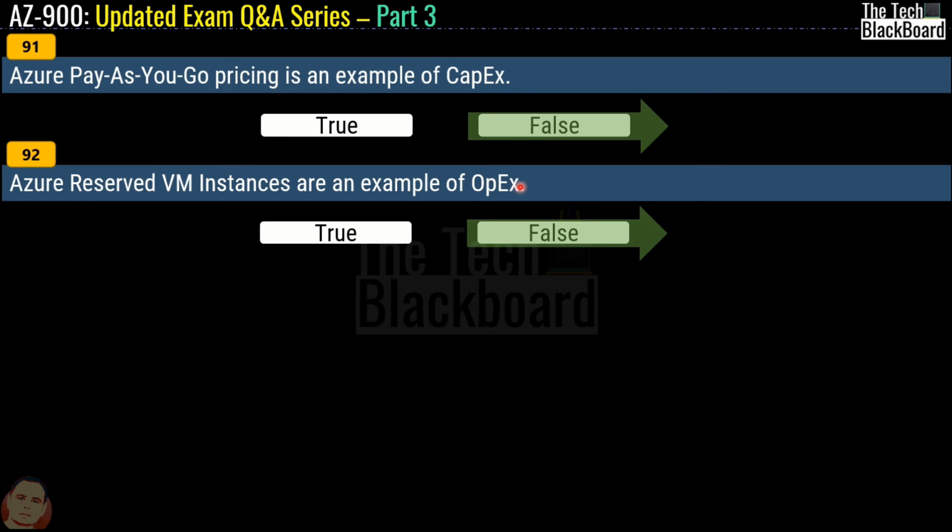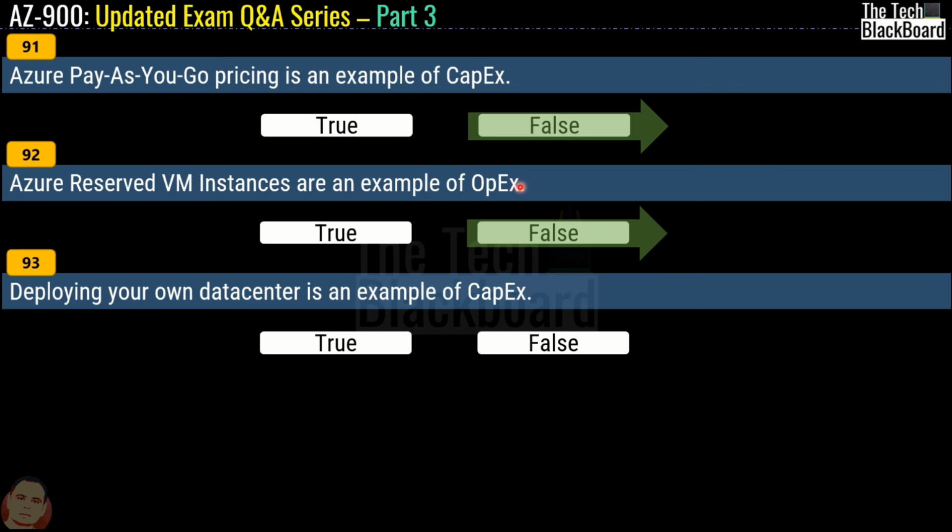In case of Azure Reserved Virtual Machine, you reserve virtual machines for a longer period of time and thereby you get some discounts on the pricing of the virtual machine. So in case of Azure Reserved Virtual Machine, you are paying upfront for a longer period of time. And that's why it's a capital expenditure and not operational expenditure.